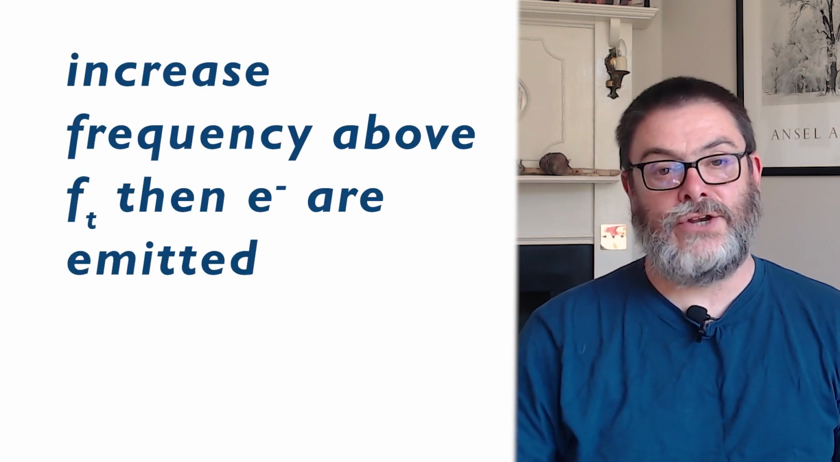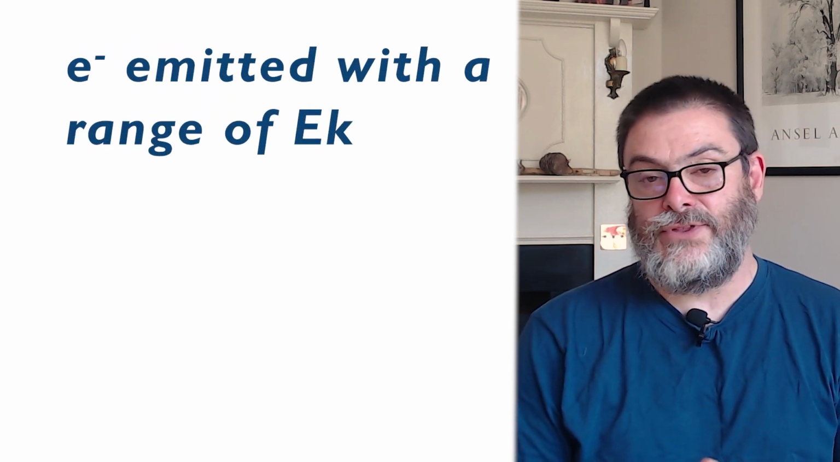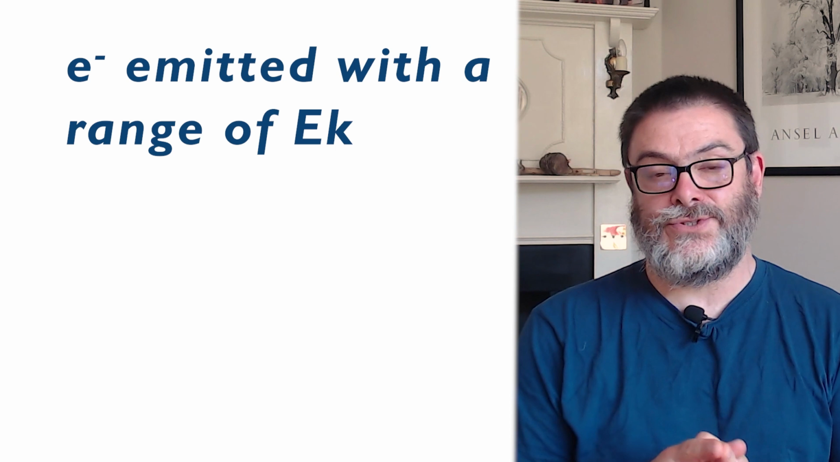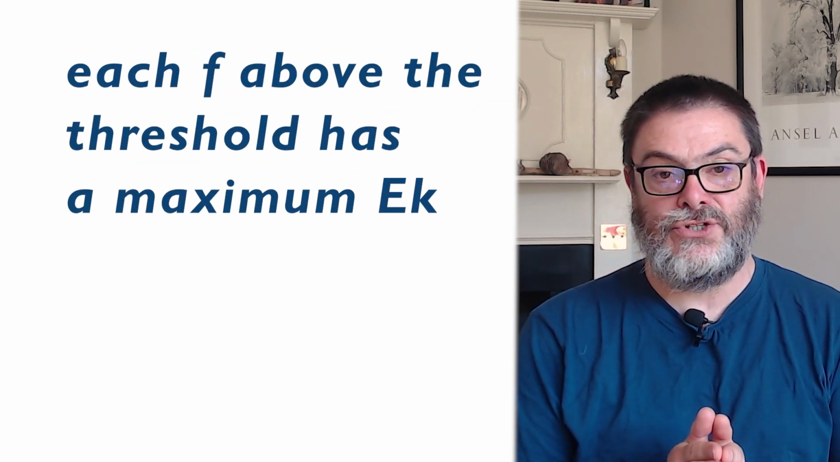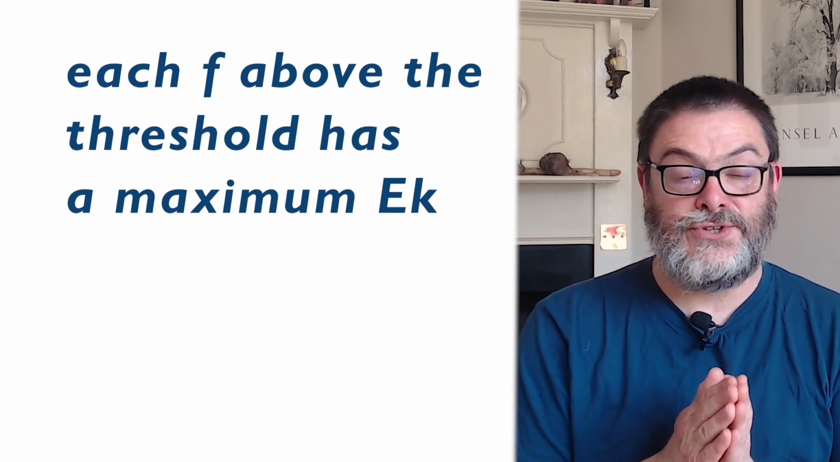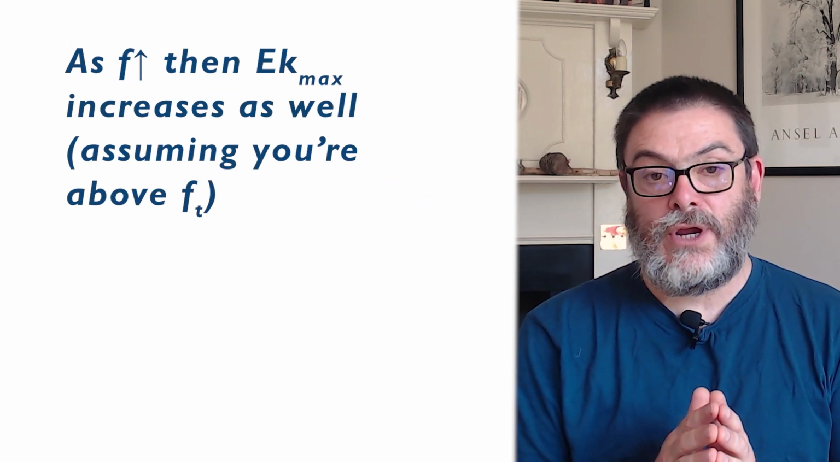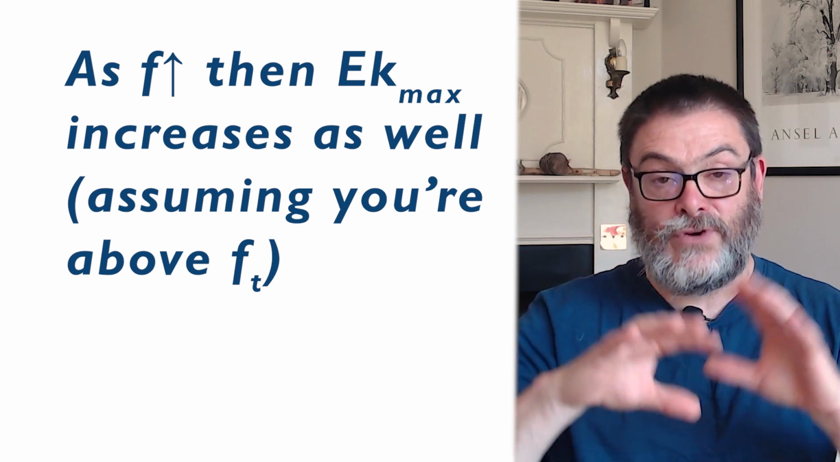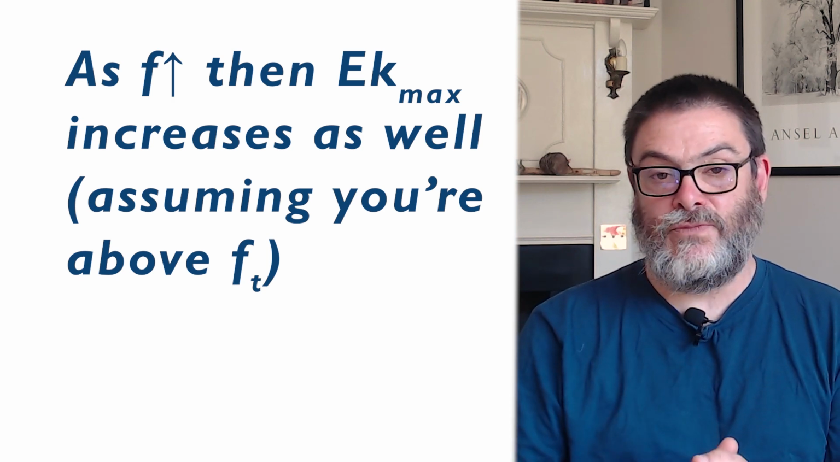If you keep on increasing the frequency up past the threshold frequency again, you will see that electrons are emitted. And you'll notice that at a particular frequency there is a range of kinetic energies that these electrons, or photoelectrons as they're called, have. There is a definite maximum kinetic energy. As you increase the frequency of the radiation, you still get a range of kinetic energies of photoelectrons given off, but the maximum value also increases. This in itself was all very puzzling.